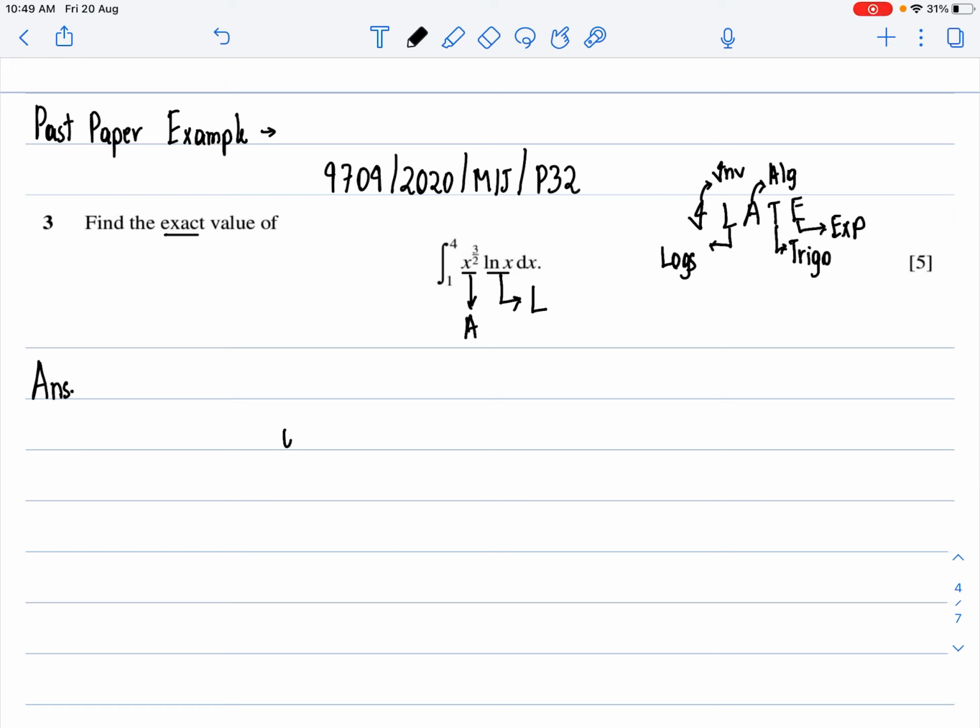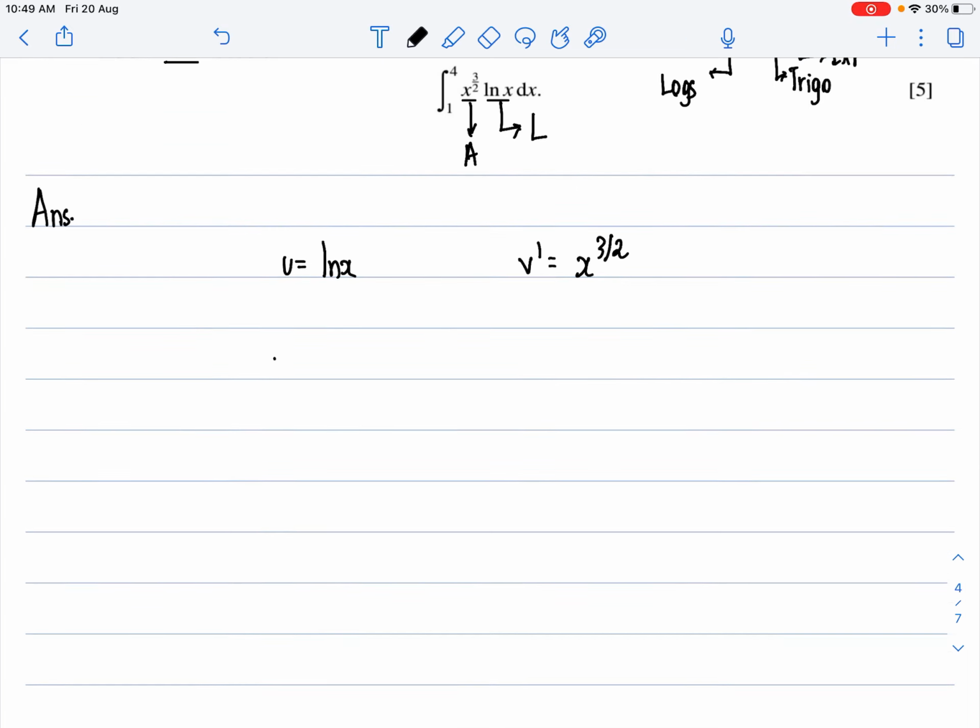That means you give your u equals to ln x and you give your v dash to x raised to 3 over 2, correct? Now you simply calculate your u dash first, the differentiation of ln x, which is 1 over x, okay, and you calculate your v, which is the integration of x raised to 3 over 2. So you can write this as x raised to 3 over 2 plus 1, correct, which is basically 5 over 2 divided by 3 over 2 plus 1, which is 5 over 2.